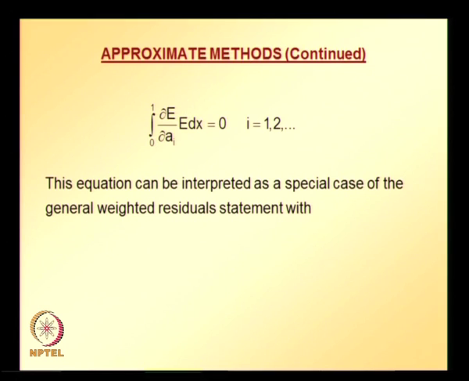This equation can be interpreted as a special case of the general weighted residual statement, where the weight function Wi is the partial derivative of the residual with respect to the unknown coefficient Ai. So, this is about the least square weighted residual method. Now, let us go back and solve the boundary value problem that we are looking at. This is how the weight function can be determined in the least square weighted residual method.